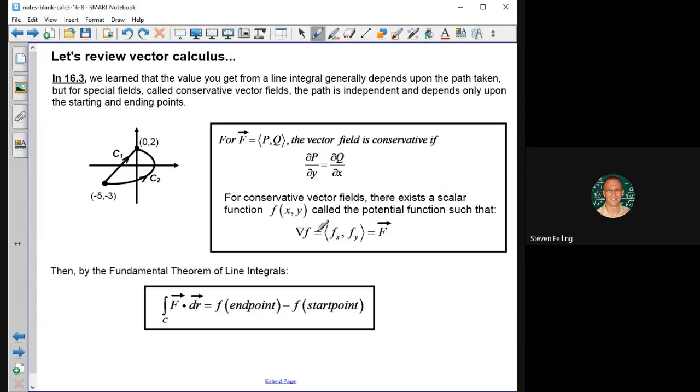But the point is, if you can find this potential function and you have a conservative vector field, then you can evaluate the path integral or the line integral by using the fundamental theorem of line integrals that says it's just plug the endpoint values into the potential function minus plug the start point values in. Okay, so that was the subject of 16.3.